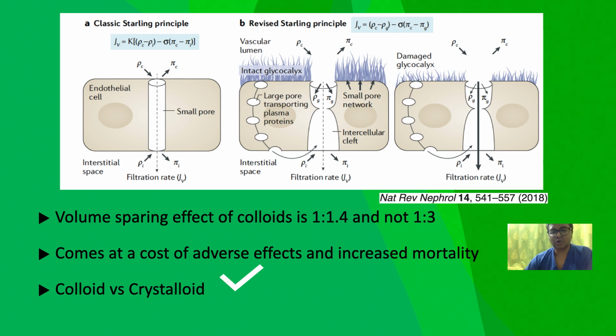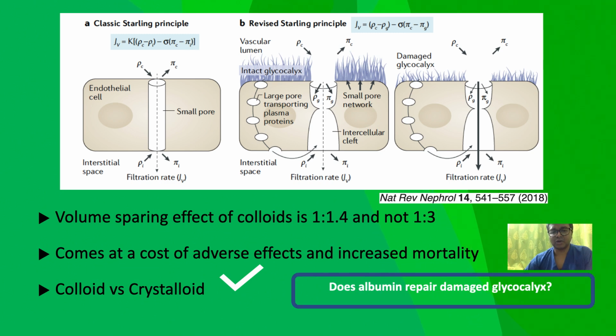Now, we should also talk about one topic, which is albumin, which is one of the colloids. There is a lot of discussion about whether albumin has the capacity to restore the damaged glycocalyx or not. Many preclinical or experimental studies have shown that albumin releases sphingosine 1 phosphate from cell membranes of blood cells, and this sphingosine 1 phosphate is something that helps in restoring the damaged glycocalyx.